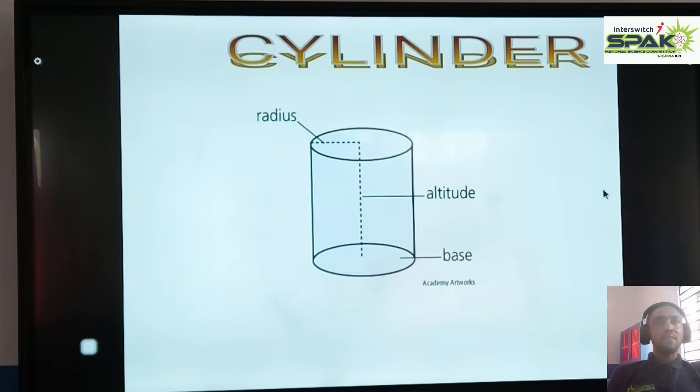Alright, we now move to the cylinder. What is a cylinder? A cylinder is a shape with two circular faces and a flat, rectangular surface. So we have two circular surfaces at the top and at the bottom, then a rectangular face in the middle. You can see this diagram is a cylinder of radius r, altitude h, and base.